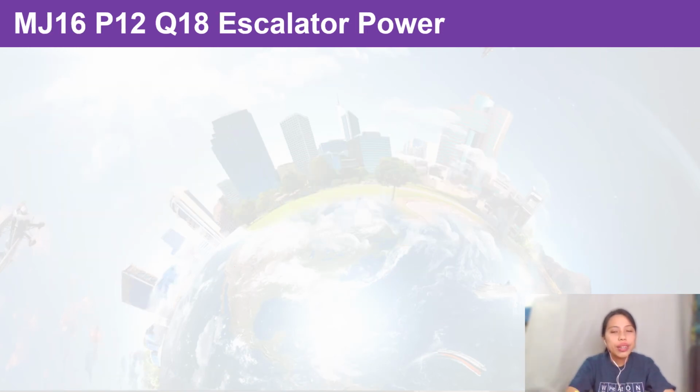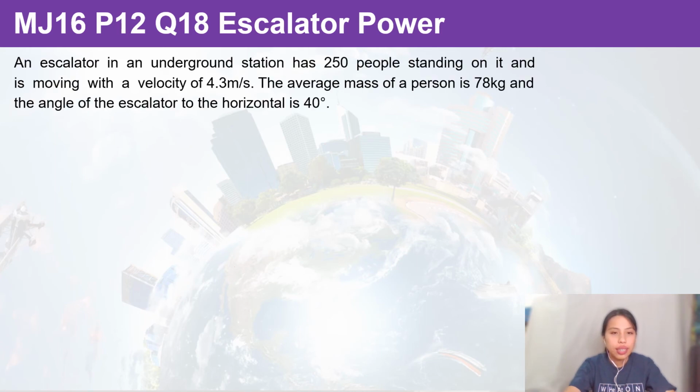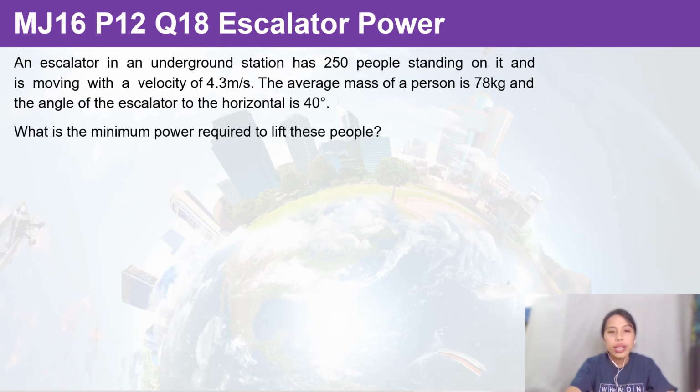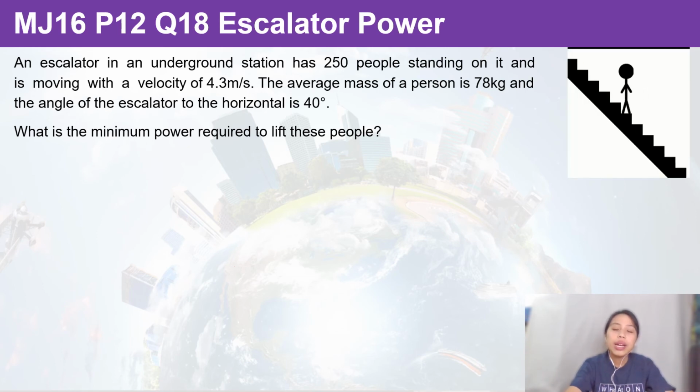Now what if you're on an escalator and you're trying to find the power of the escalator? So an escalator in an underground station has 250 people standing and it's moving, and so on. The escalator is at an angle of 40 degrees. What is the minimum power required to lift all these people on the escalator? By the way, this is an escalator. Oh man, that's kind of tragic. His brains got smushed. So imagine there's a whole bunch of people standing here, 250 of them.